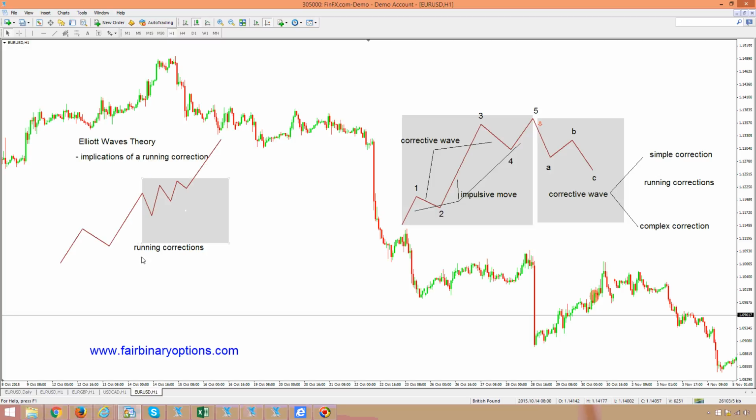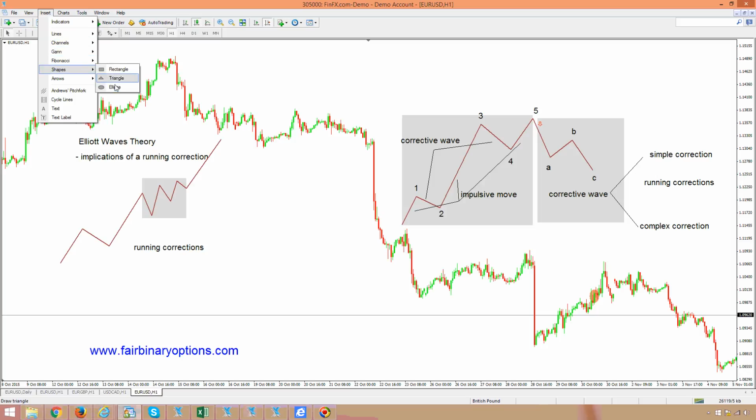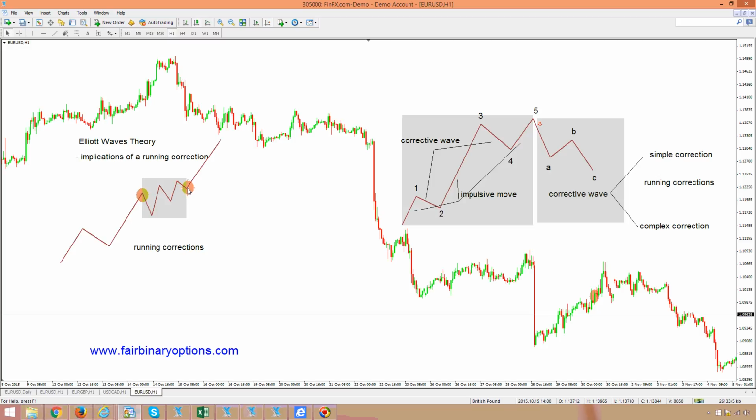Why is it a running one? It ends above, attention, it ends above the beginning. What's the beginning? Well, the triangle started here and ends here. As you can see, it ends higher than the previous level. Now this is important because whenever you have a running correction, the market explodes virtually higher, or to the downside if the trend is a bearish one.